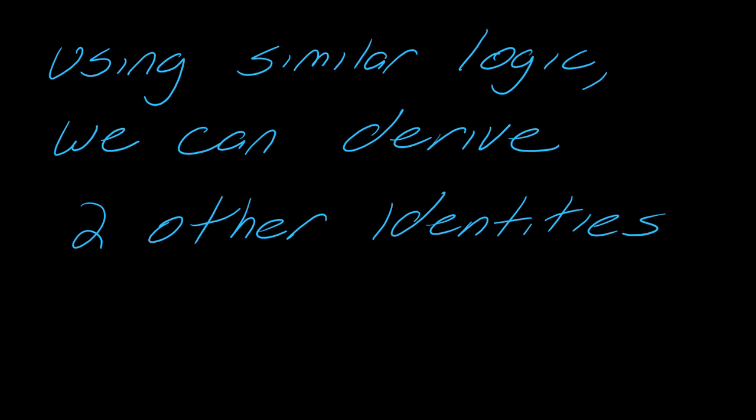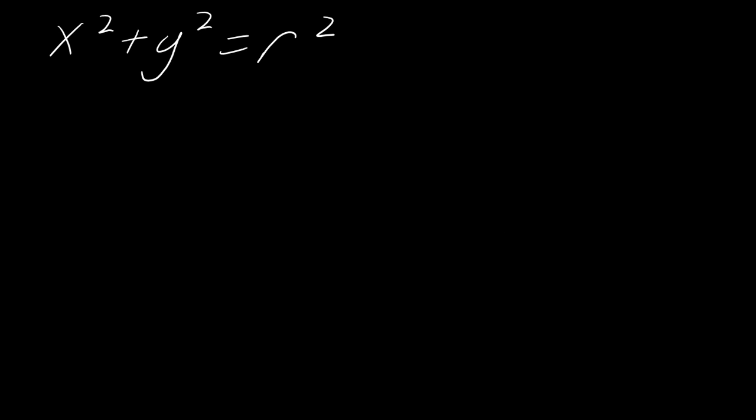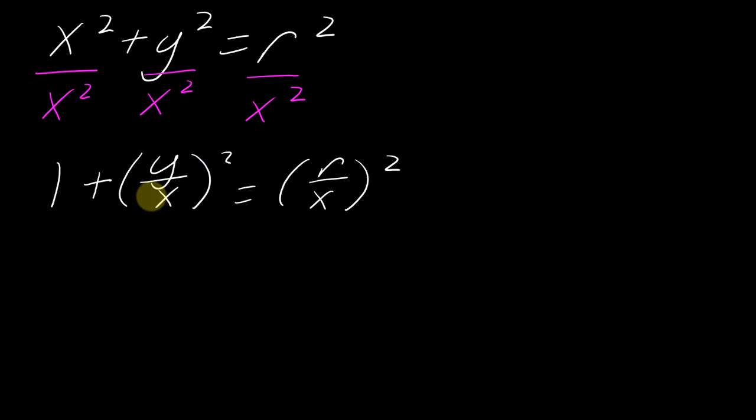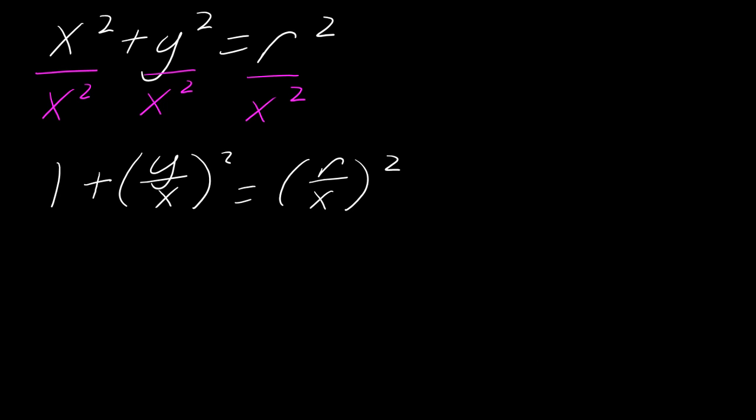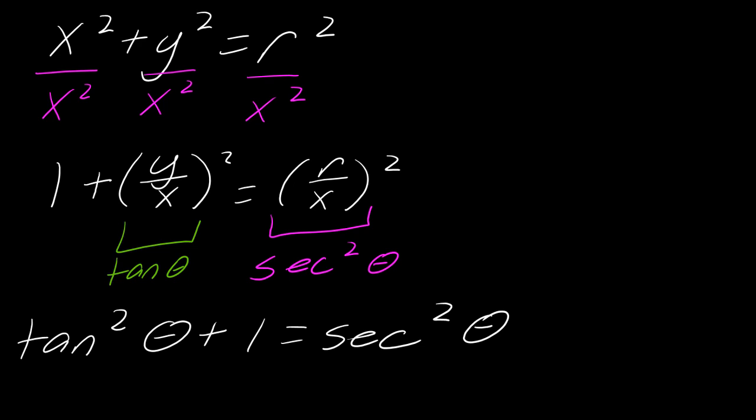So just keep that in mind. Okay, so using similar logic, we can derive 2 other identities. So let's go back to that same equation. I've got x squared plus y squared equals r squared. I'm going to divide all sides by x squared, and let's see what I get. If I divide, I get 1 plus (y over x) squared equals (r over x) squared. Okay, so we've got y over x and r over x. If I come back to my handy dandy list here, y over x and r over x correspond to tangent and secant. So I can identify this as tangent, and this other one as secant. And so the next Pythagorean identity is tangent squared plus 1 equals secant squared. Again, I flipped the order of this. This tends to be the way that you see this identity.